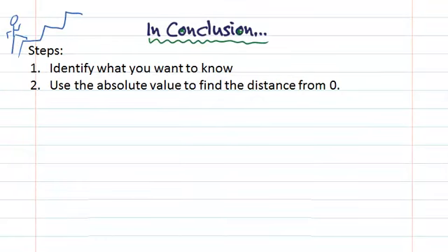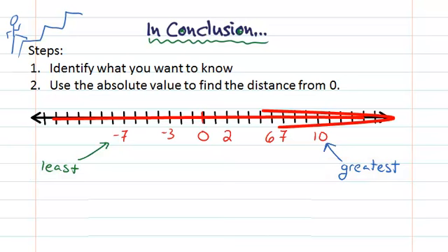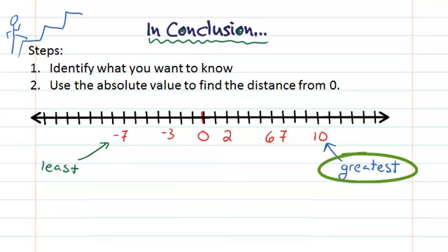In conclusion, here are the steps to solving a problem involving an absolute value and integers. Identify what you want to know. If you simply want to know the greatest or smallest number, all you have to do is order the numbers on a number line and pick the one that's most right if it's greatest, or most left if it's smallest.